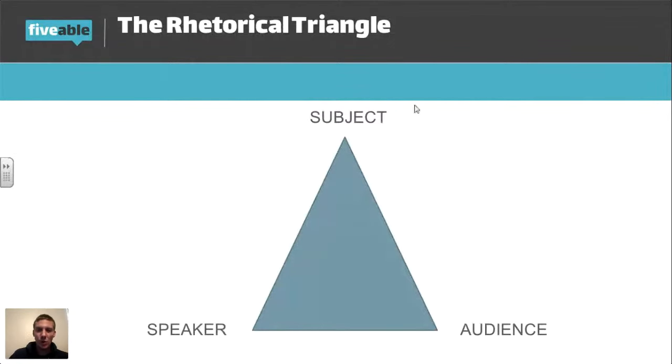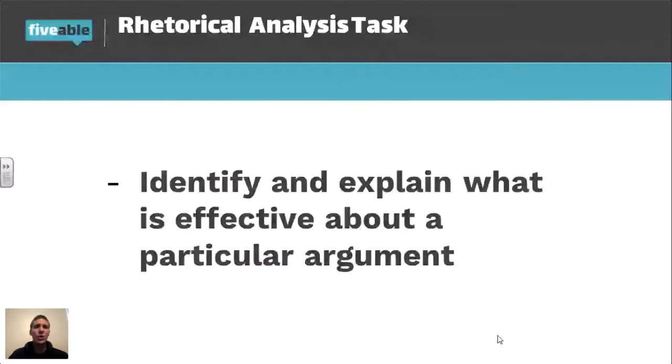Always remember the rhetorical triangle: subject, audience, speaker, and the relationship between all three. My emphasis has been on what I think is the most underrated side of the triangle, or the most important side, which is subject and audience. So let's talk about that tonight. The rhetorical task is to identify and explain what is effective about a particular argument. So you're reading someone's argument, and you're thinking, okay, why would this argument have been effective?